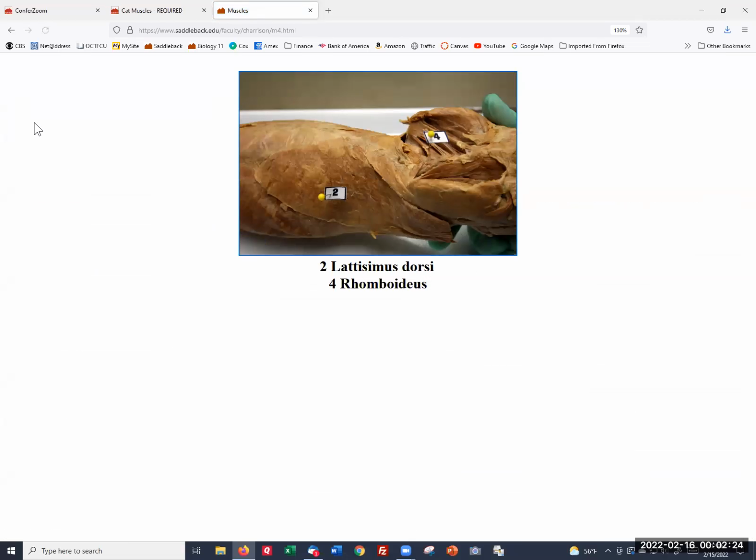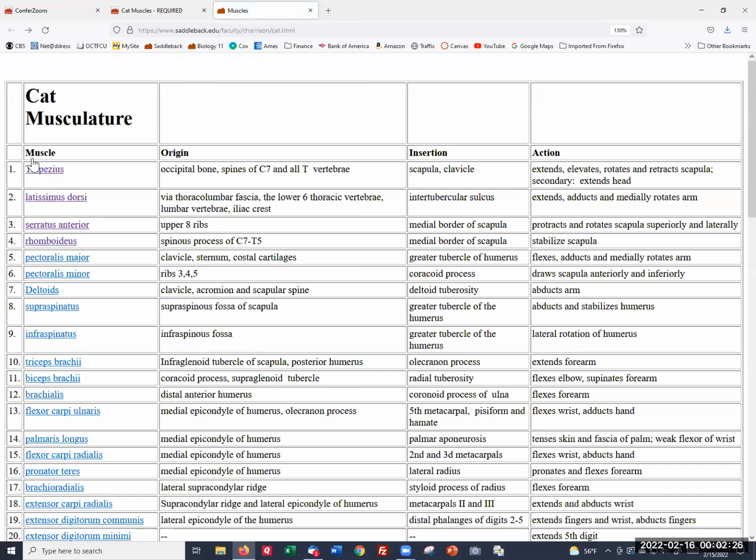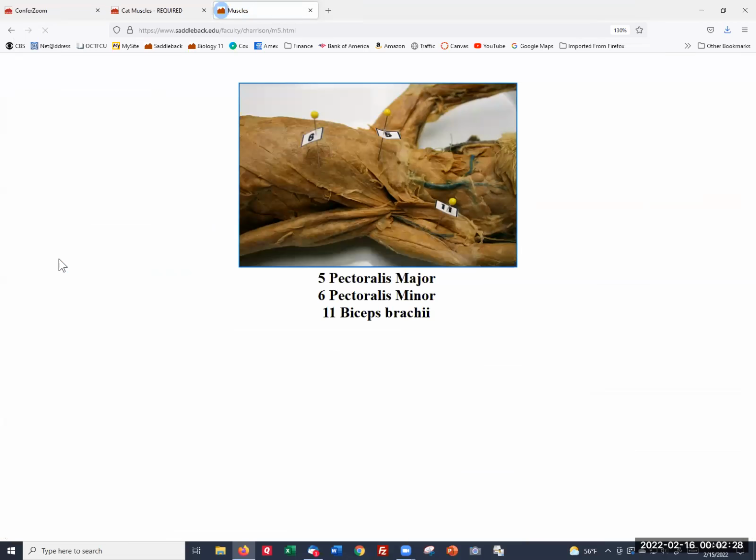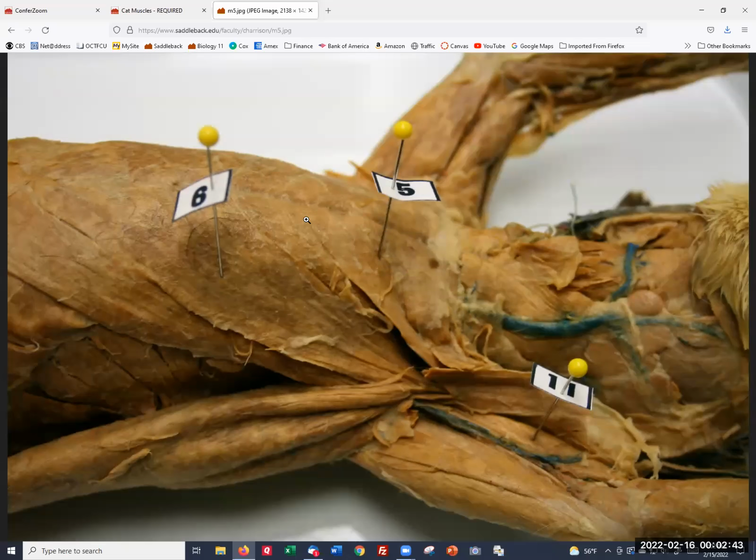Okay, the rhomboids, oh, we saw that. Pectoralis major is way up here. Now this one is different on the cat. Okay, it's not a rounded muscle like it is on the human being. Okay, this is the pectoralis major. It's a triangular shaped muscle, but it has the same origin, same insertion, same action.